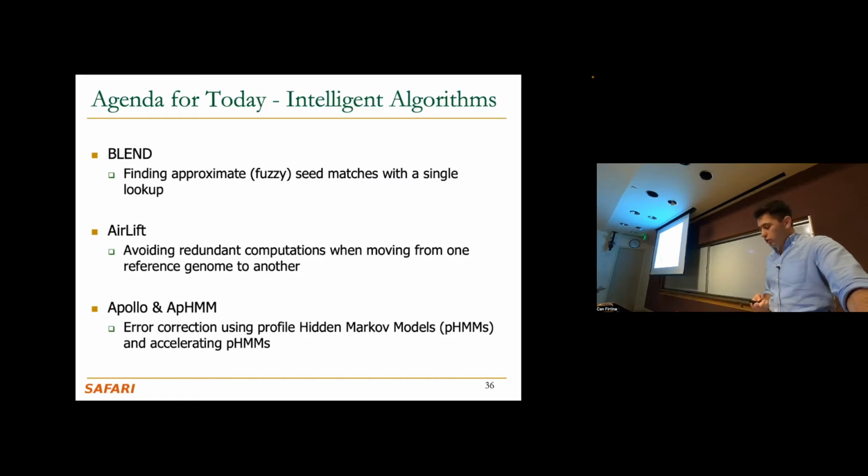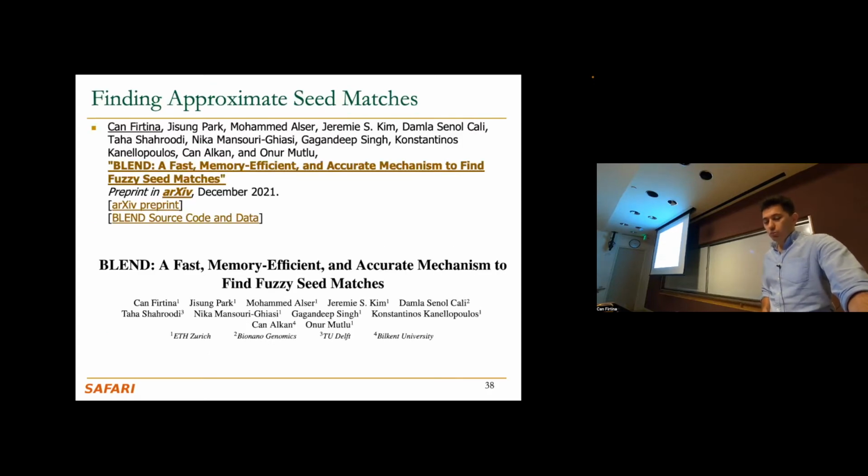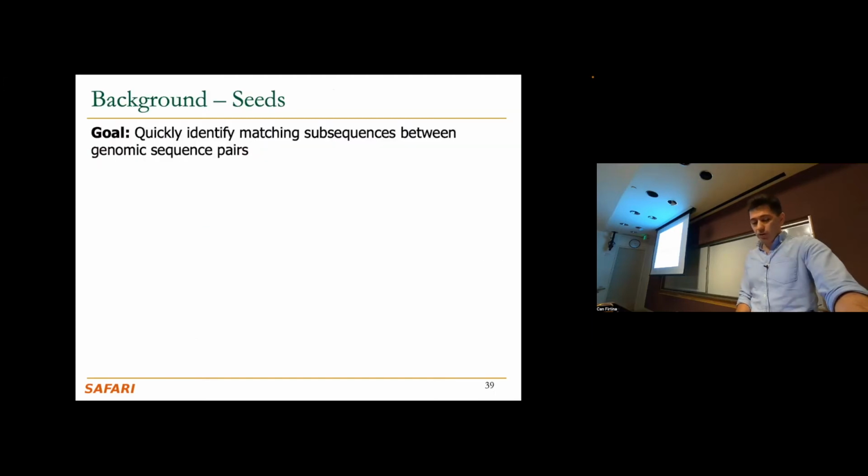I'm going to be talking today about these 3, or you can say 4, works, and they're all mostly on the software side, except for ApHMM, and I'll start with Blend. Blend is a mechanism for finding approximate seed matches. It's available on arXiv as a preprint, so you can access it. You can access the source code as well.